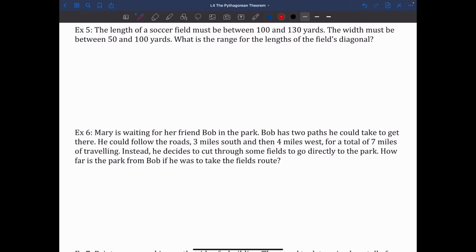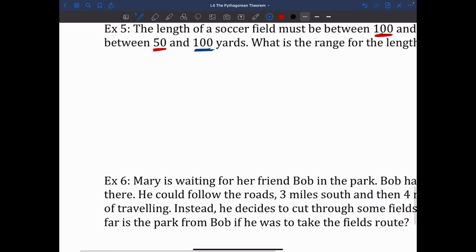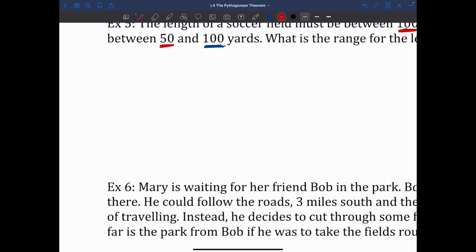For the smallest one, the length would be 100 yards long. The width would be 50. For the biggest possible field, we'd be looking at 130 and 100, back up in the problem there. So let's take a look at the small one first. Length of 100, width of 50.